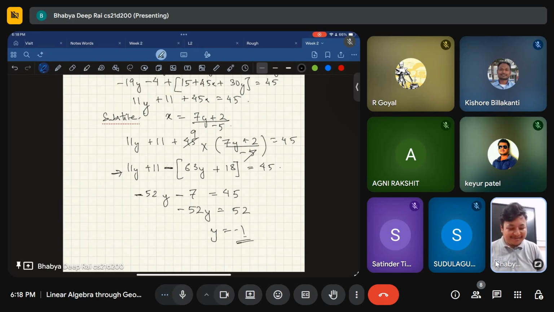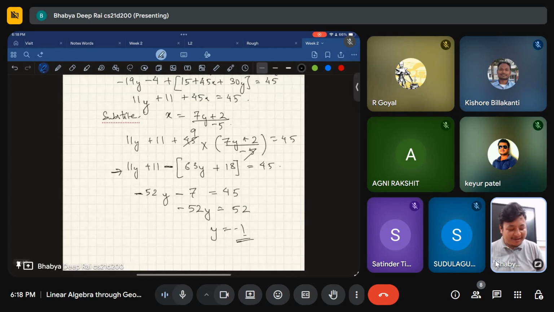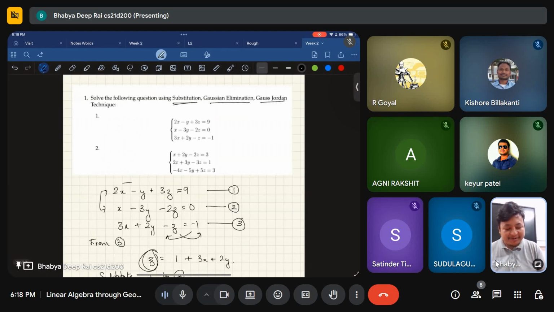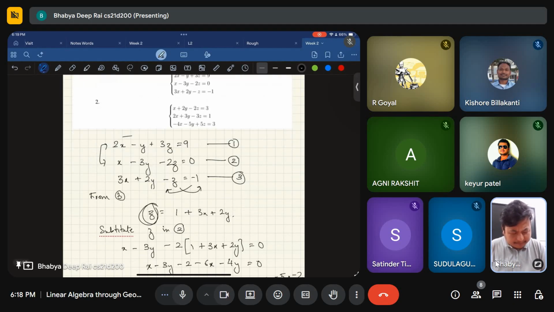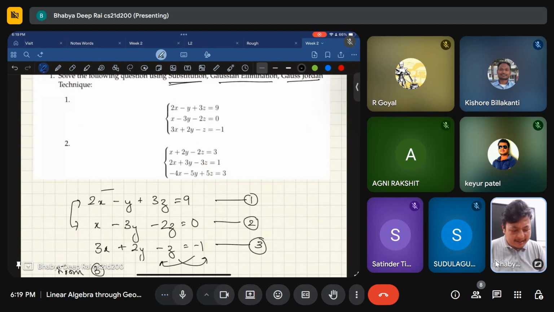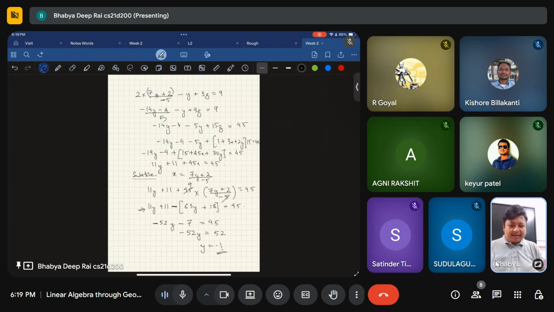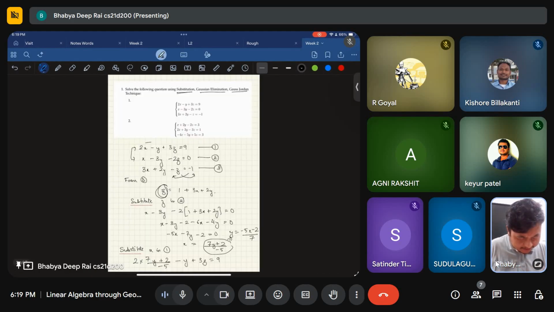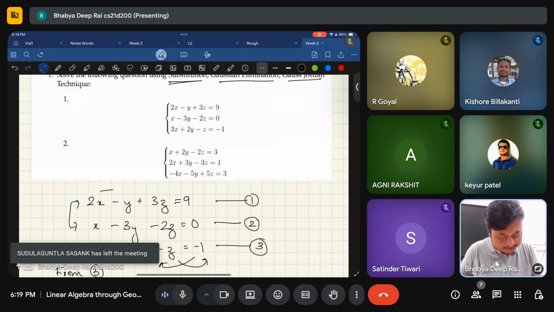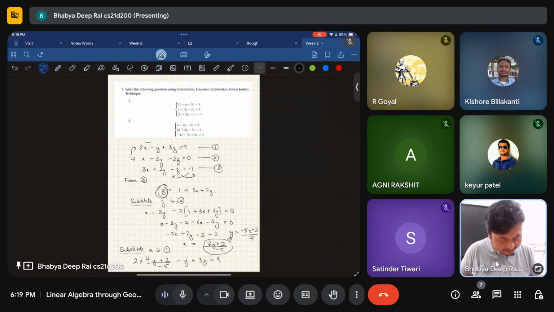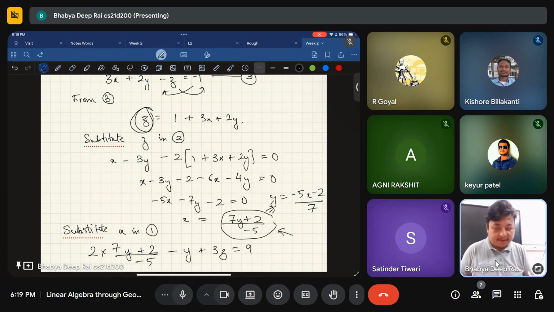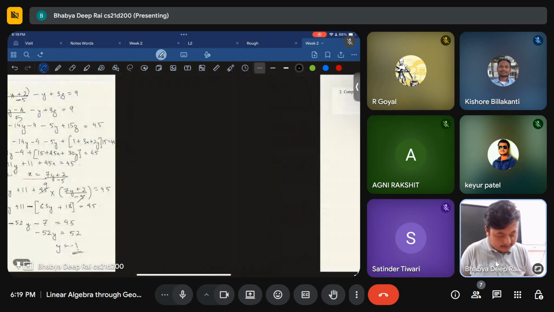And so now the idea of substitution is, now that I've got y equals minus 1, I just keep substituting it. Take any of the equations and keep substituting it there, and finally you should be getting some value. Actually, you don't even need to substitute there, you can just substitute it here, and get the value of x.